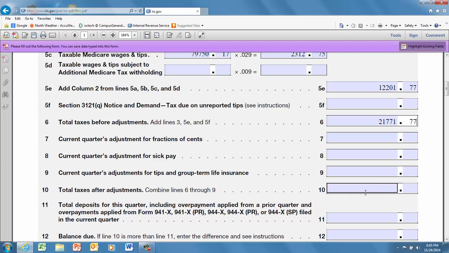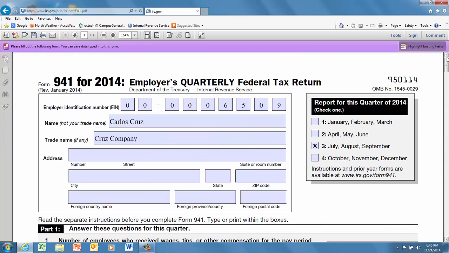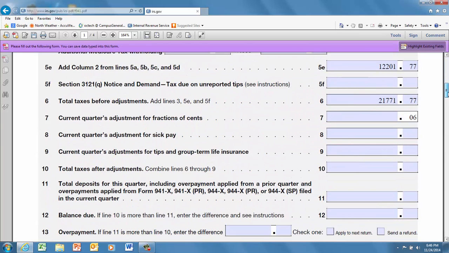Okay, and so you're going to go to this line 7 where it says current quarter's adjustment for fractions of cents and put in the 06 there. We will not be, for our class, using any of these other ones. Okay, so we're going to go down to line 10, and that basically says that we're adding line 6 and 7. So we get 21,771 and 83. Okay, on line 10.